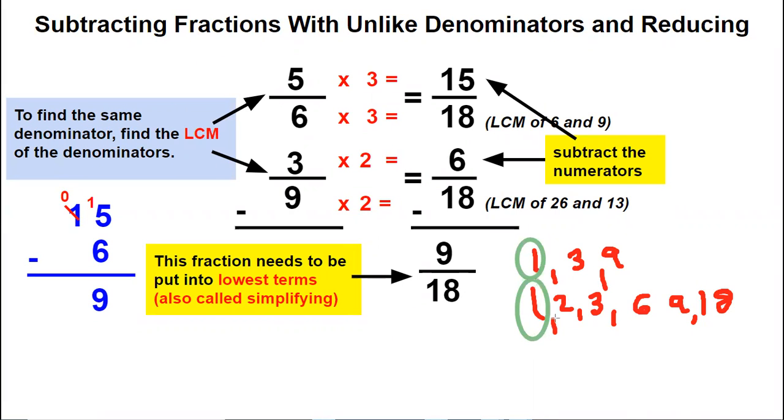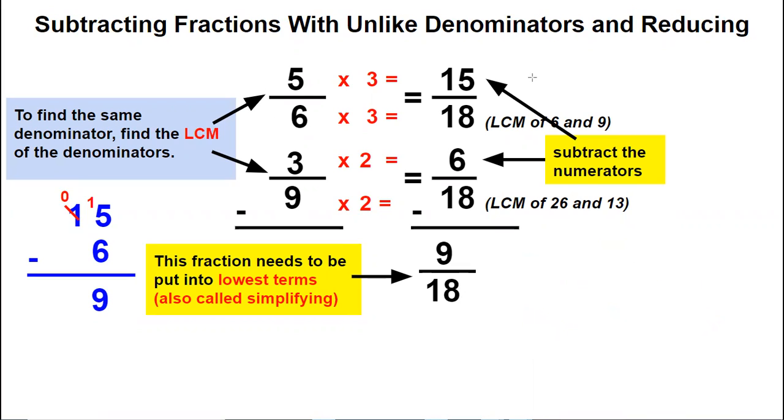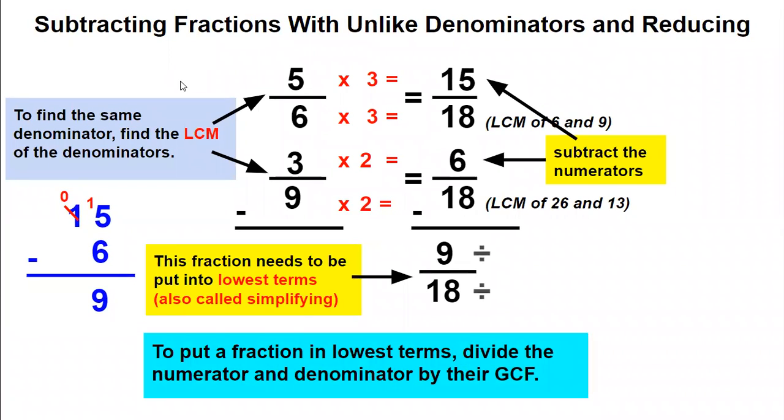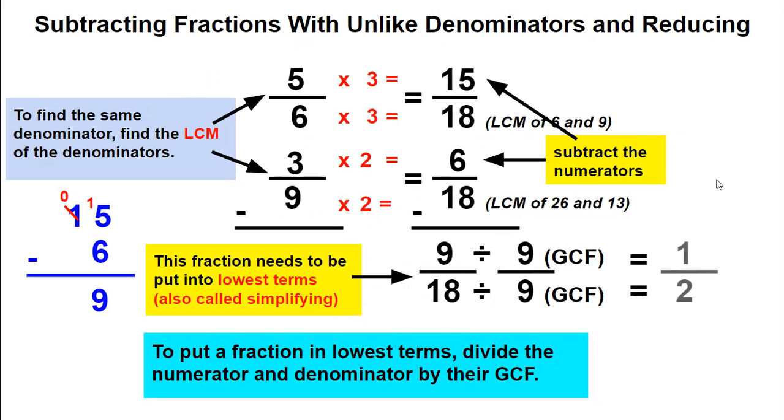is never the biggest, right? 3, sometimes it is. 3, and then 9s. So which one is the biggest? 9, right? So I'm going to divide my top and my bottom by 9, the greatest common factor. So we're going to divide by 9 on top, divide by the same thing on the bottom. So 9 divided by 9 equals 1, and 18 divided by 9 equals 2. So that should be 1/2, and that is our answer. 9 18ths in lowest terms is equal to 1/2.